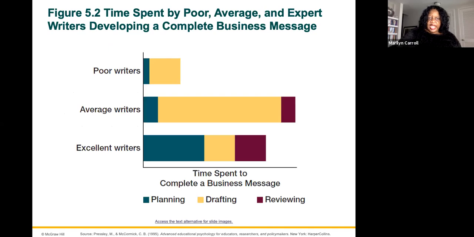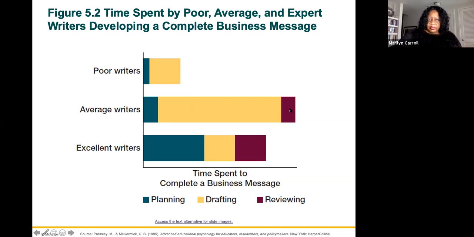So here's what we have. We have poor writers, average writers, and then excellent writers. Excellent writers tend to go through the planning, the drafting, and the reviewing process. They spend more time planning and then drafting, and then much the same amount of time drafting and reviewing. Average writers will plan, then draft a lot of times, going back and forth: which way do I want to do this?